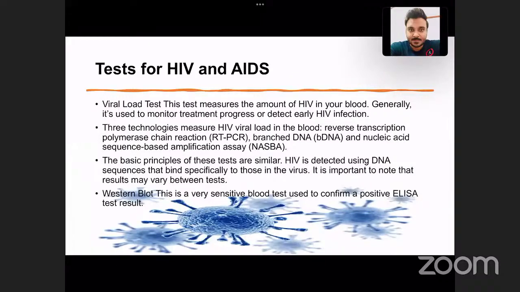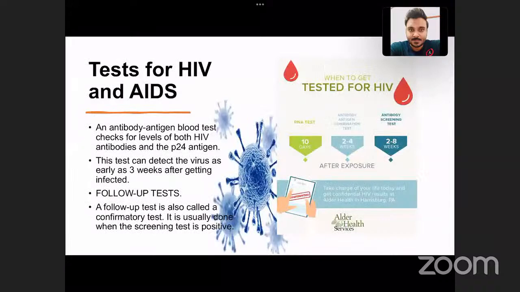Western blot. It is a very sensitive blood test used to confirm a positive ELISA test result. An antibody antigen blood test checks for levels of both HIV antibodies and the P24 antigens. This test can detect the virus as early as 3 weeks after getting infected. Follow-up tests are also called confirmatory tests. They are usually done when the screening test is positive.